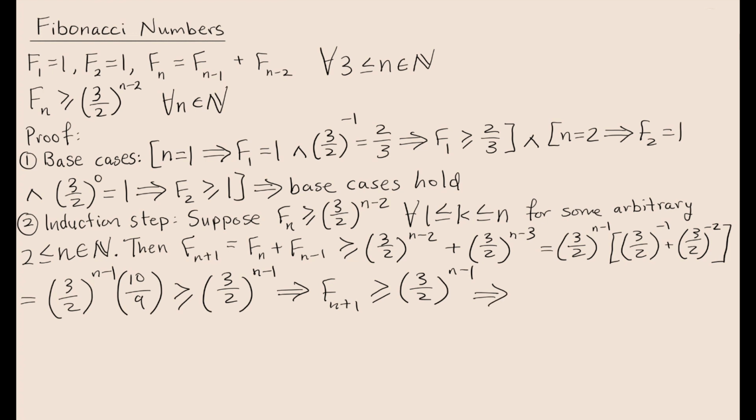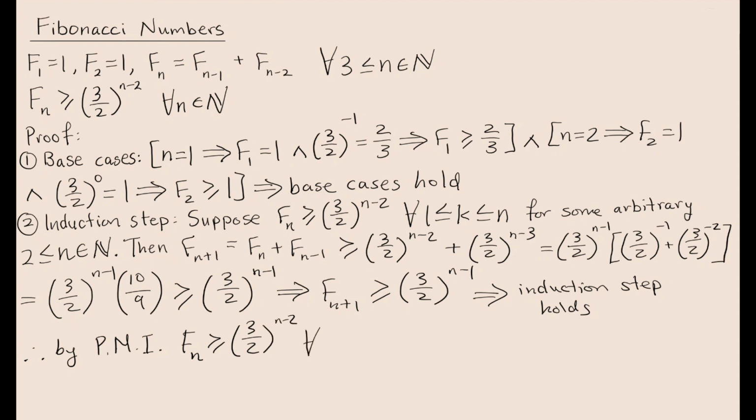This implies that the induction step holds. Therefore, by the principle of mathematical induction, and it will be strong induction in this case, the previous two examples were weak induction, Fn is greater than or equal to 3 over 2 to the n minus 2 for every natural number n.